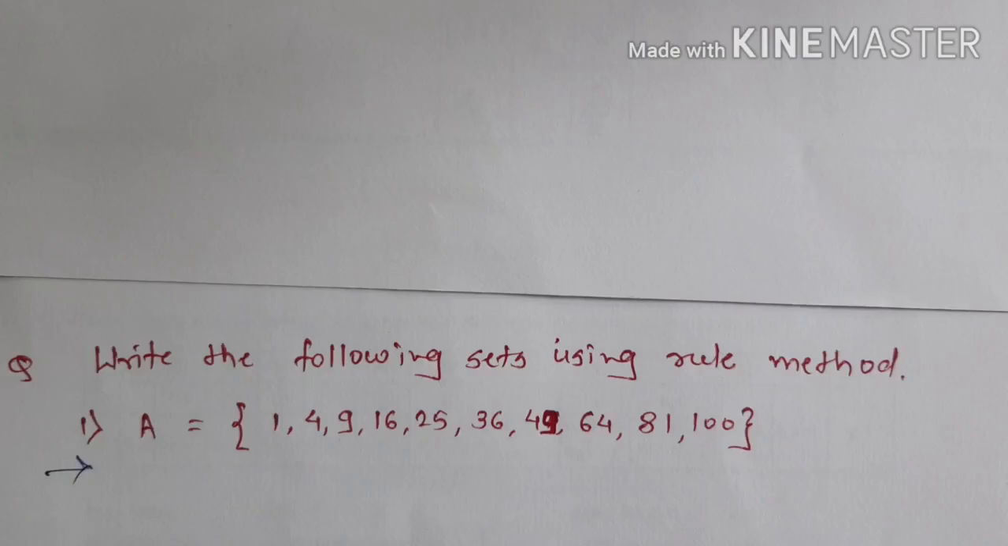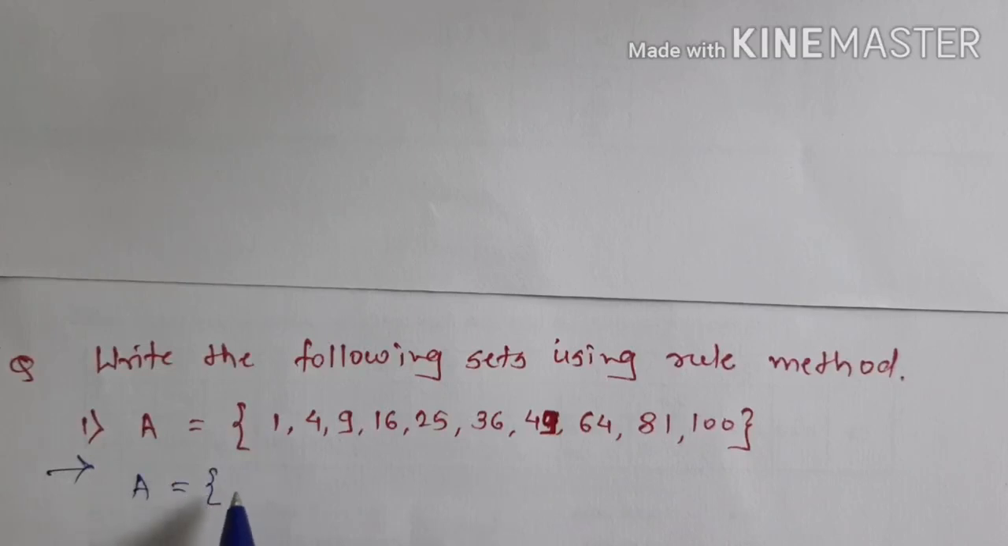Next question is, write the following sets using rule method. So in the first example, we are given a set A in listing method, that is 1, 4, 9, 16, 25, 36, 49, 64, 81 and 100. These are the elements of set A. We have to convert this set into a rule method, or we have to write this set by using a rule method. So first of all, name the set.